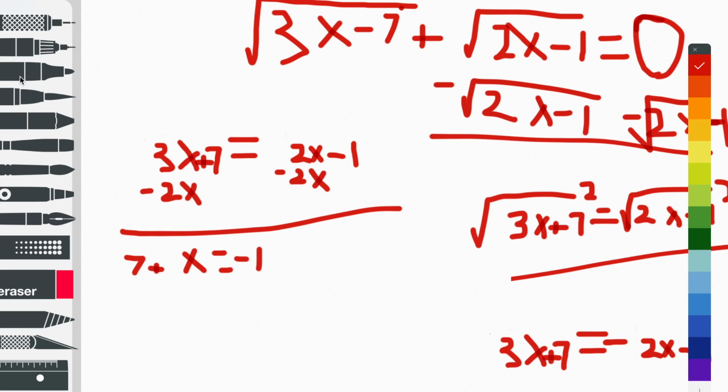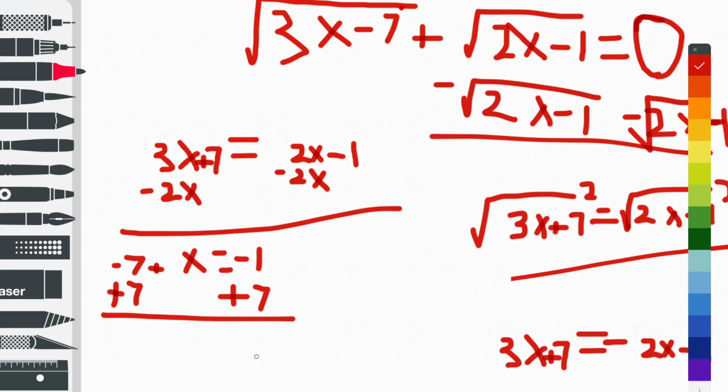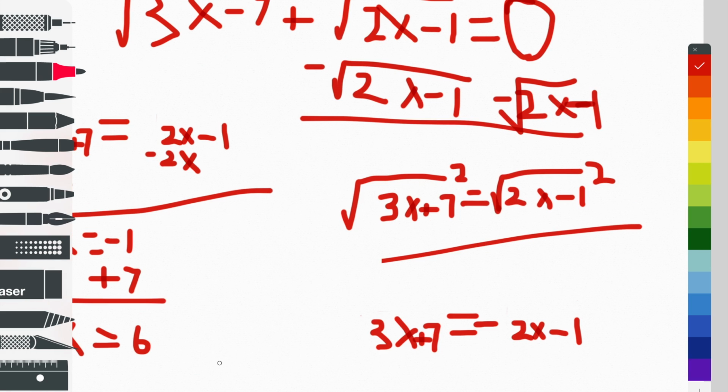Now let's subtract 7 from both sides. No, add 7 because this is a negative 7. So add 7. Negative 1 plus 7 is 6, and negative 7 plus 7 is 0. So x equals 6. Now, since we did a bunch of negative things up here, we better check it.